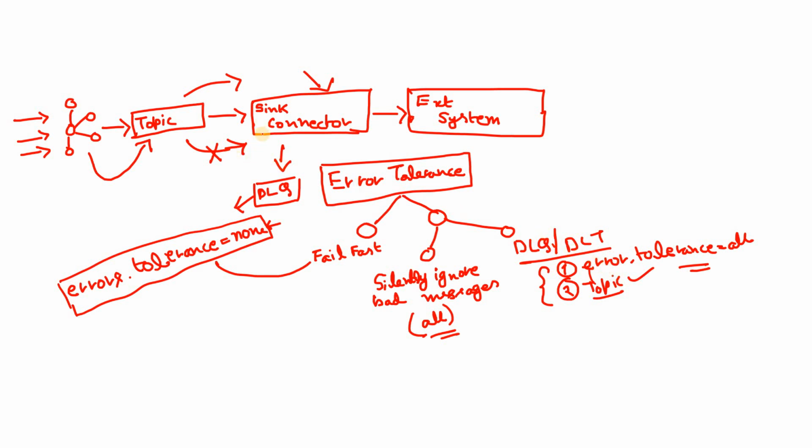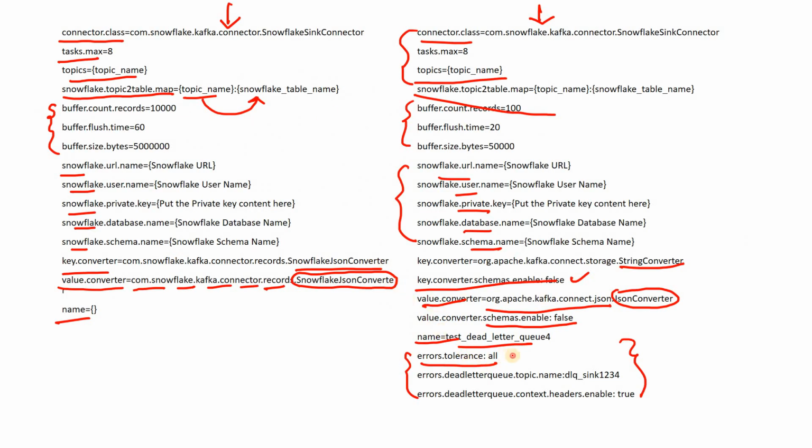That is, whatever error messages come, let them come. Snowflake Sink Connector will not fail for that. So for that we need to configure this property, that is error.tolerance equal to all. Then in which topic our corrupted messages should be written, that we are configuring here. Error.deadletterqueue.topic.name equal to this. This is the topic name, you can give anything.